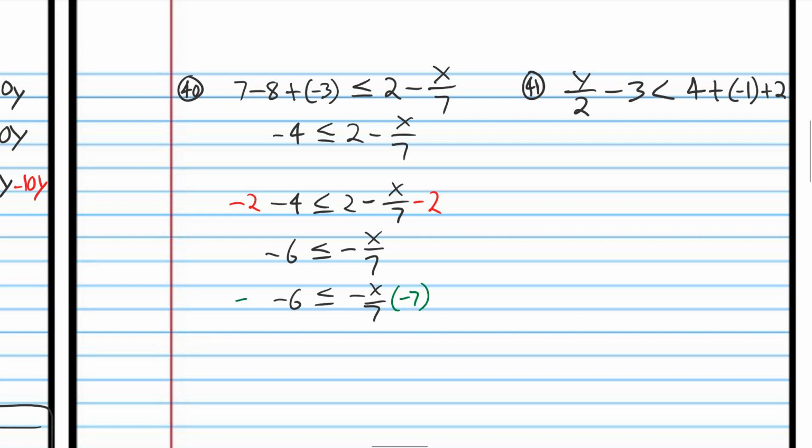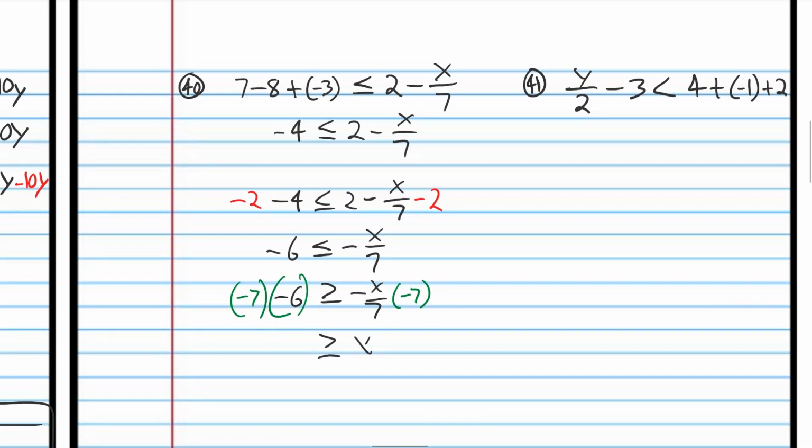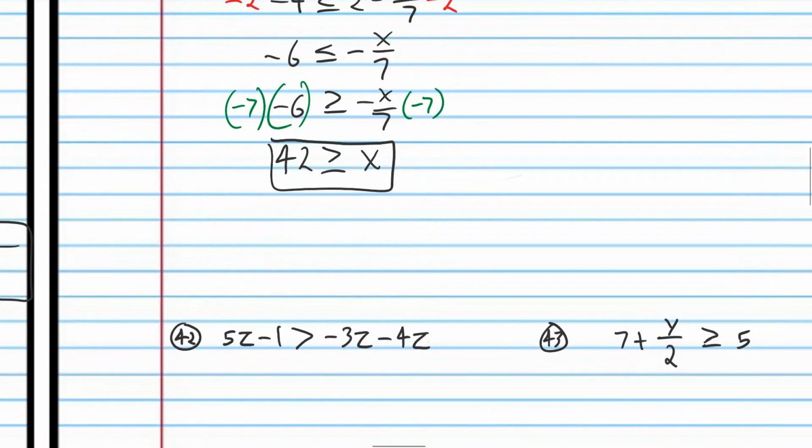So I'm going to multiply both sides by -7. Be sure to put parentheses around both these numbers. And I have to remember to flip that inequality sign so it becomes a greater than or equal to sign. So if you got 42 is greater than or equal to x, good job.